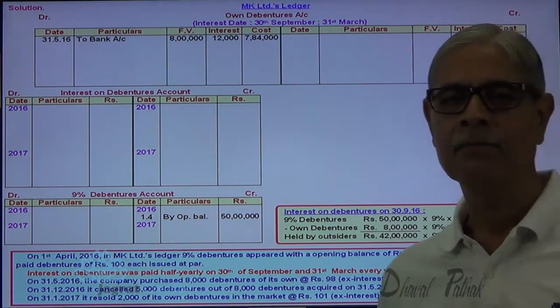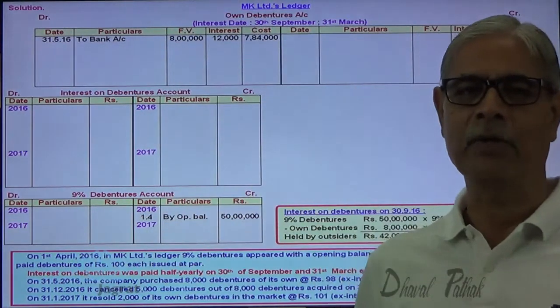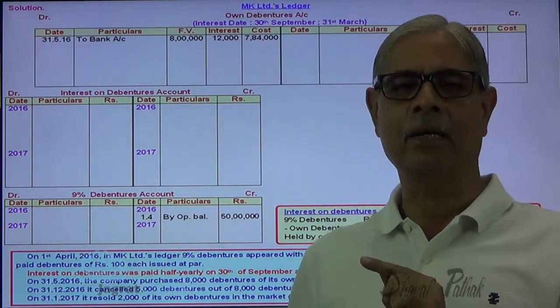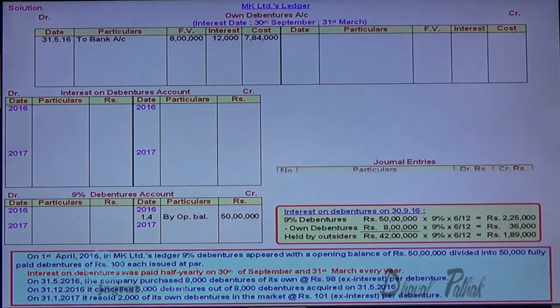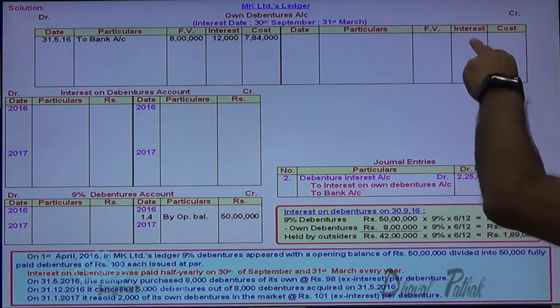Now, how the debenture interest entry is to be recorded? Debenture interest account debit, interest on own debentures account credit, bank account credit. This is a payment to outsider. Interest on own debenture is my income.